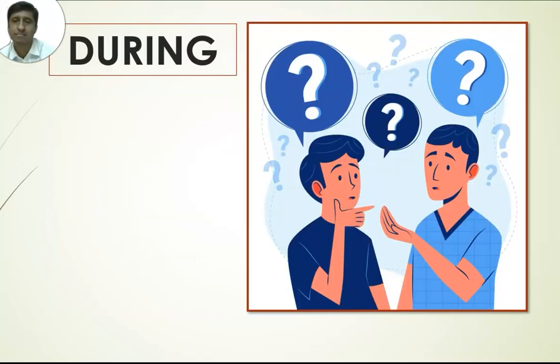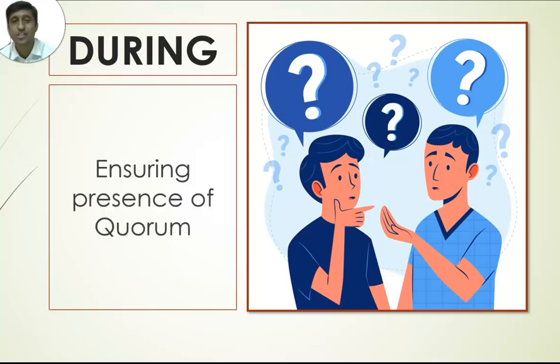Next, during the meeting, now there is an image showing a person is counting something. Now, being secretary, you are supposed to ensure that there is proper quorum at the meeting. Now, you'll ask, what is quorum? Quorum refers to minimum number of members required to be present at the meeting, without which meeting will be considered invalid meeting. And secretary is responsible for the same.